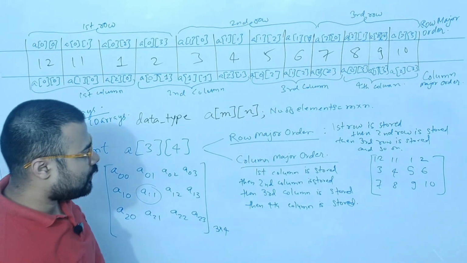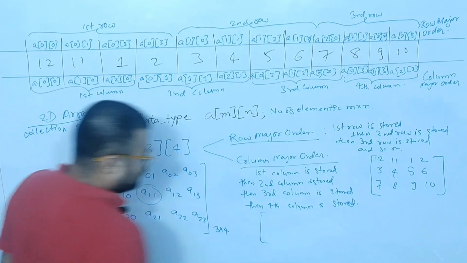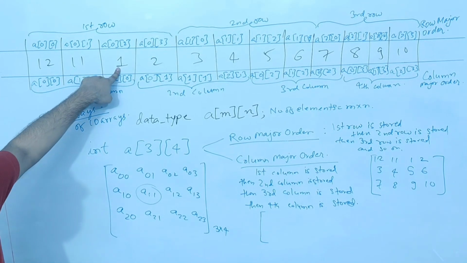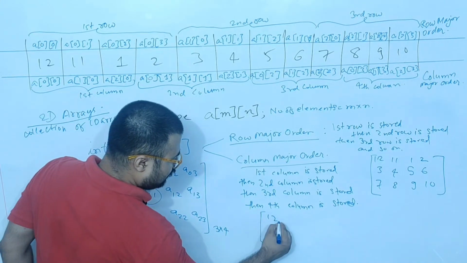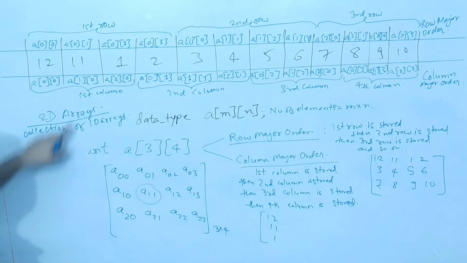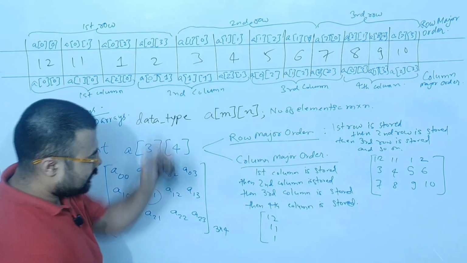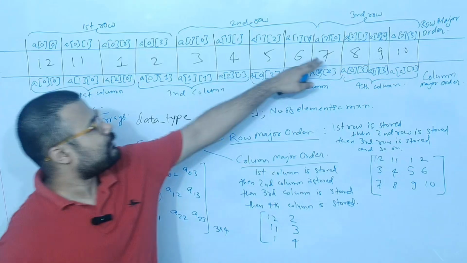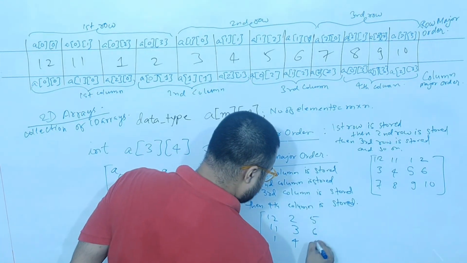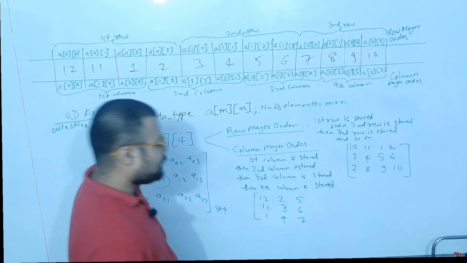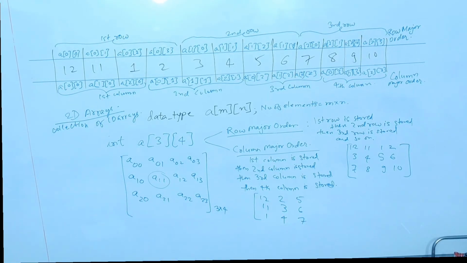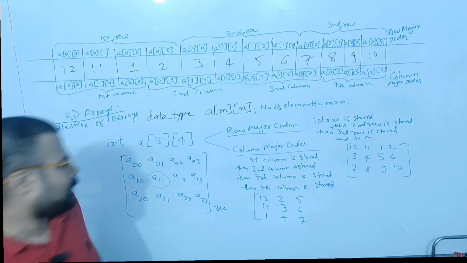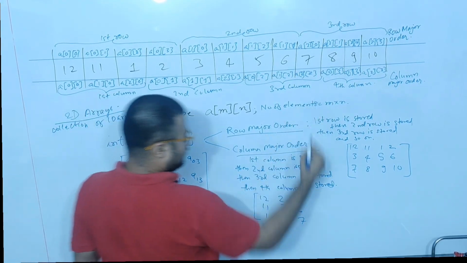And what is the matrix for column major order? In column major order, 12, 11 and 1 is the first column. Then 2, 3, 4 is the second column. 5, 6, 7 is the third column. And 8, 9, 10 is the fourth column.